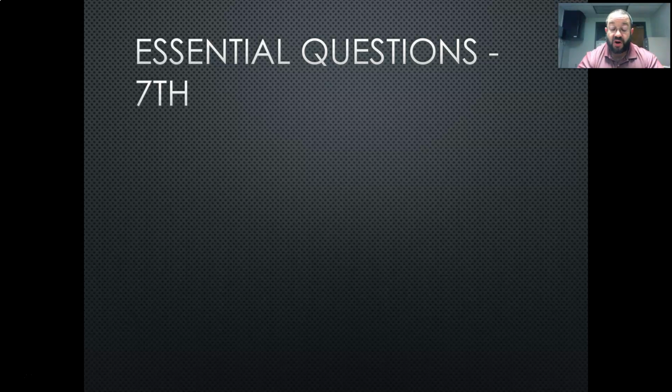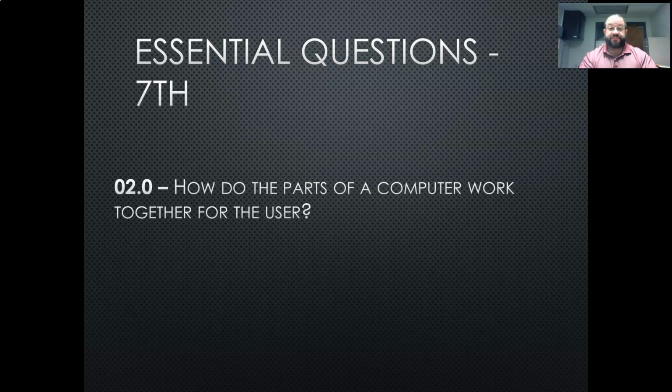So here are our essential questions. And if you're in the class, you'll probably see these also posted at the front of the class on the blue board. And I probably have those printed out on the screen. So here we go. How do the parts of a computer or a personal computer work together for the user? The user, right? Who is the user? Well, we can dive into that real quick.